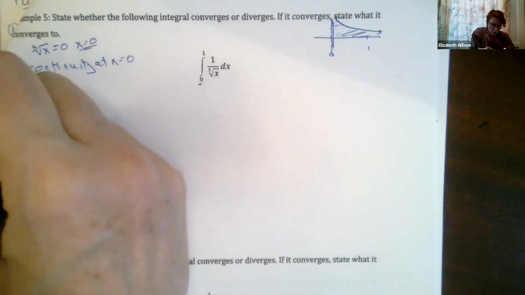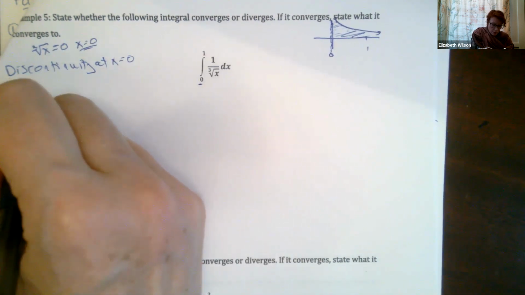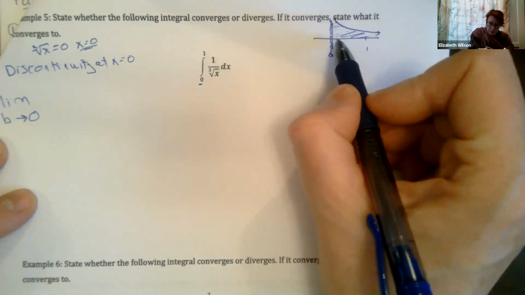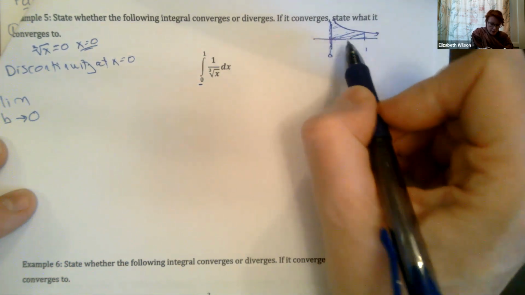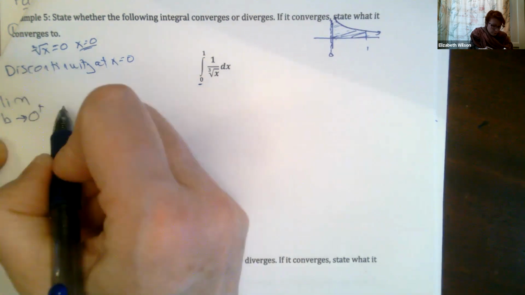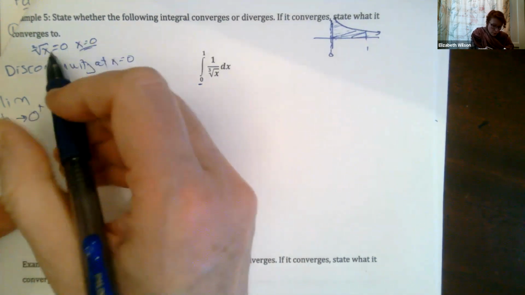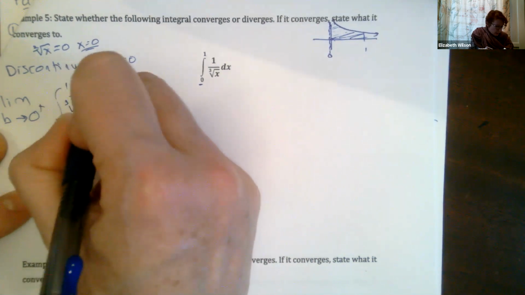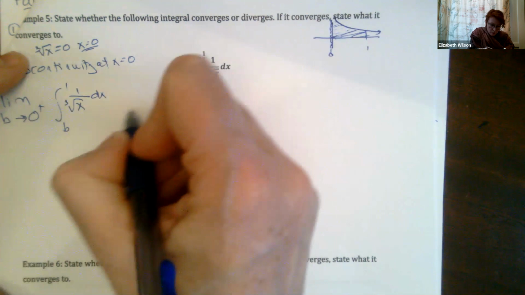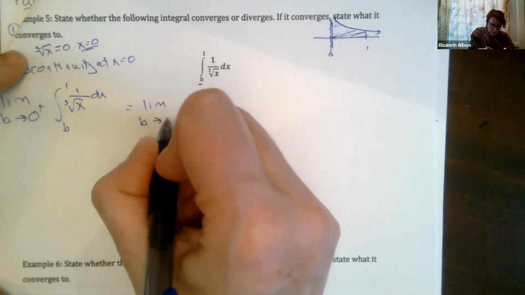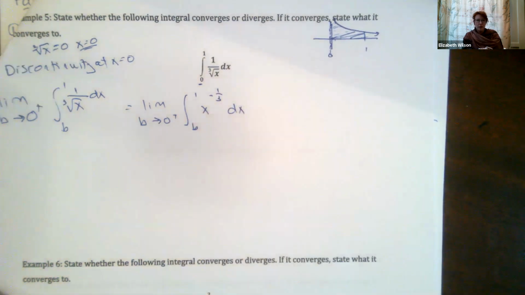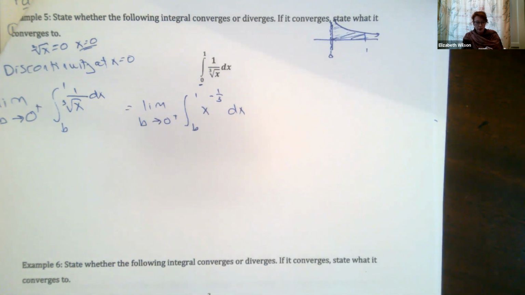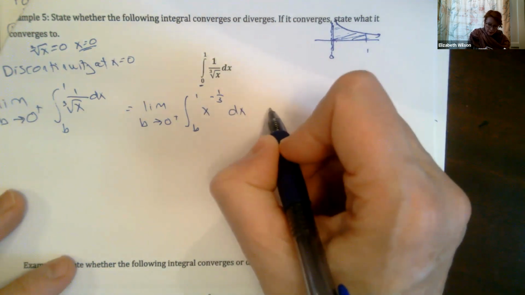So I need to rewrite my integral as a limit. I'm going to say, as b approaches zero from the right-hand side, because I'm looking from zero to one. So I'm only going from here to here, but I'm going to approach this value from the right-hand side. So now I'm going to go from b to one, one over the cube root of x dx, which is really x to the minus 1/3 dx. The cube root is x to the 1/3. It's in the denominator, so it gives it a minus, which means I can do the power rule on it.